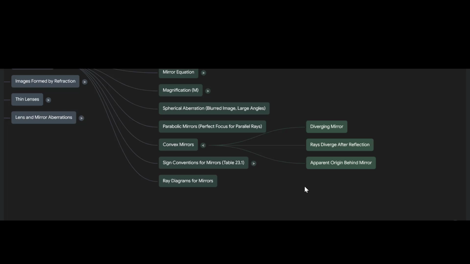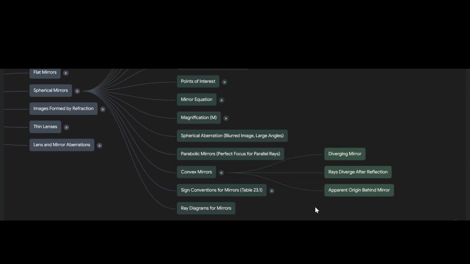Behind the mirror again. So yeah. Virtual focus. Virtual focus, yes. And because the reflected rays themselves don't actually converge, convex mirrors almost always produce virtual images. Virtual, like flat mirrors. So you can't project the image from a convex mirror either. Correct. They typically give you an upright virtual image that's smaller than the object.